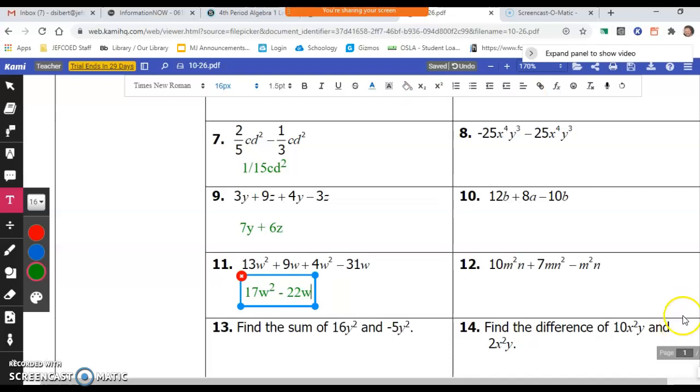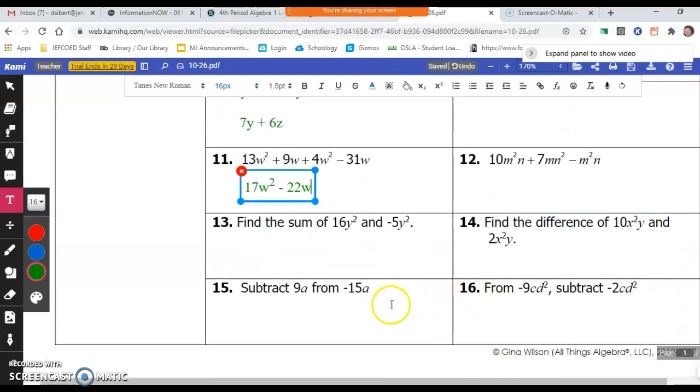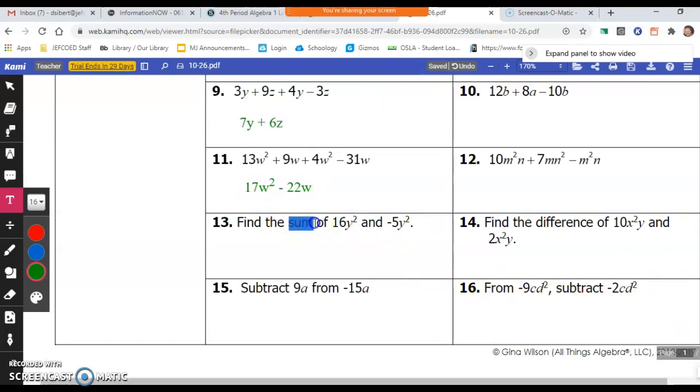All right. Now, 13 and 15, it says find the sum. All that's doing is telling you to do what? Add. 15, it's telling you to do what? Subtract. 14, difference means what? Subtract. Because we have not talked about any multiplication or division. The only operations that we've dealt with in adding and subtracting monomials are adding and subtracting. And then 16, it tells you to do what? Subtract.